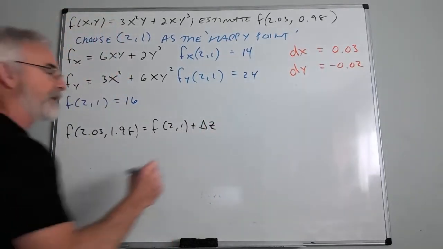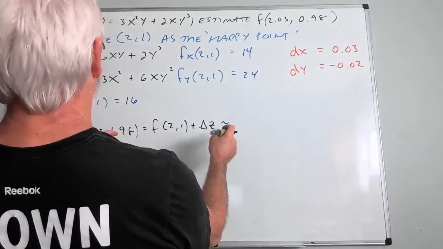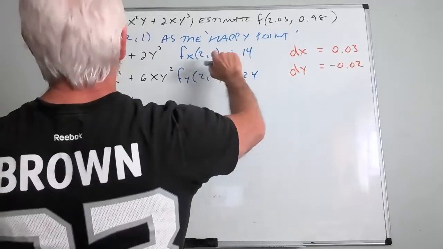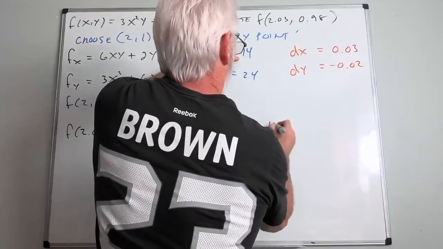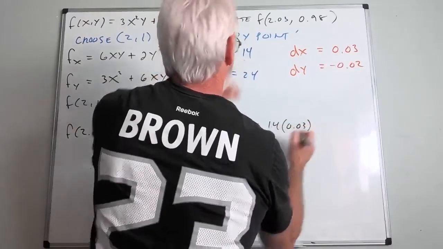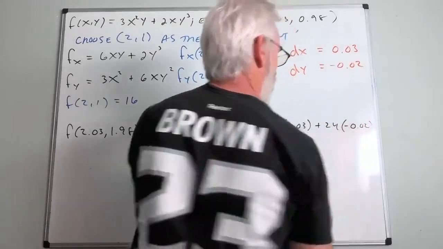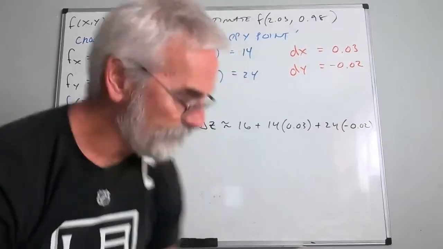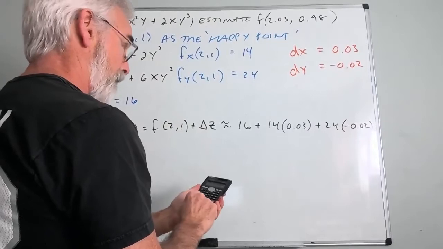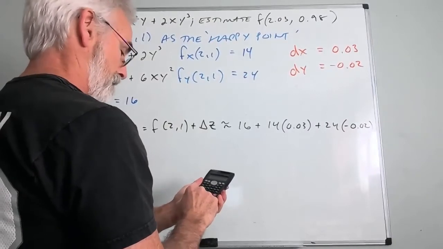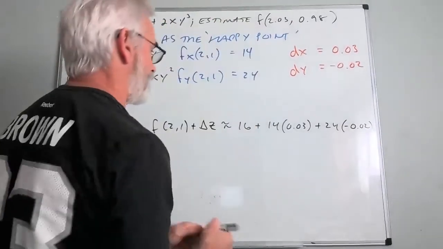change in z, is being estimated by what? I'm just going to go straight to my estimation. So 16 plus 14 times 0.03 plus 24 times negative 0.02. Now let's calculate that. So 16 plus 14 times 0.03. And I got 15.94.